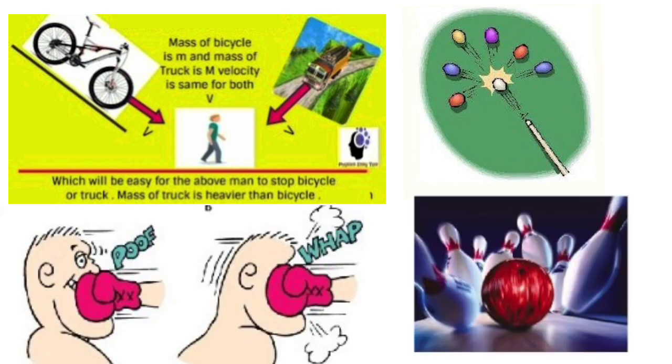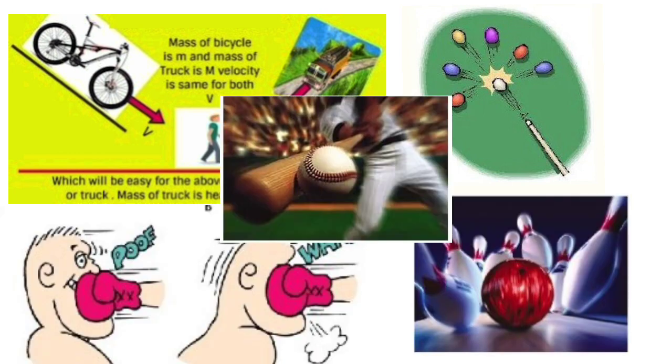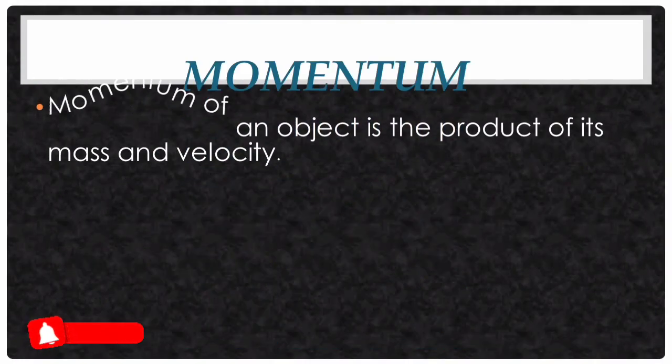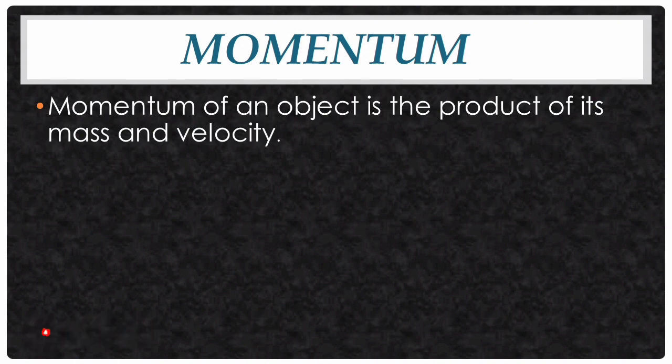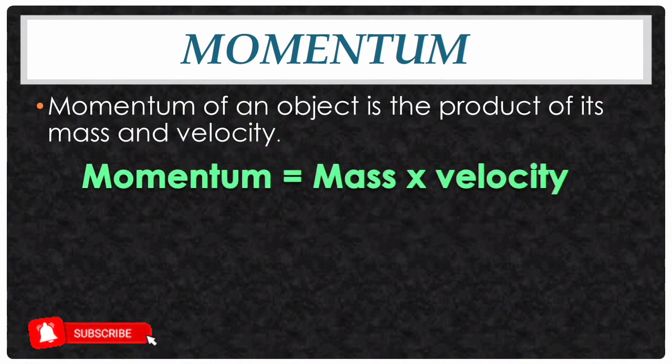From these two observations, we can understand that the impact produced by any moving object depends on the mass and velocity of the object. Newton introduced one such property called momentum. The momentum of an object is defined as the product of its mass and velocity. So, momentum is equal to mass into velocity. Momentum is represented using the small letter p, hence the equation for momentum is p equals m into v.